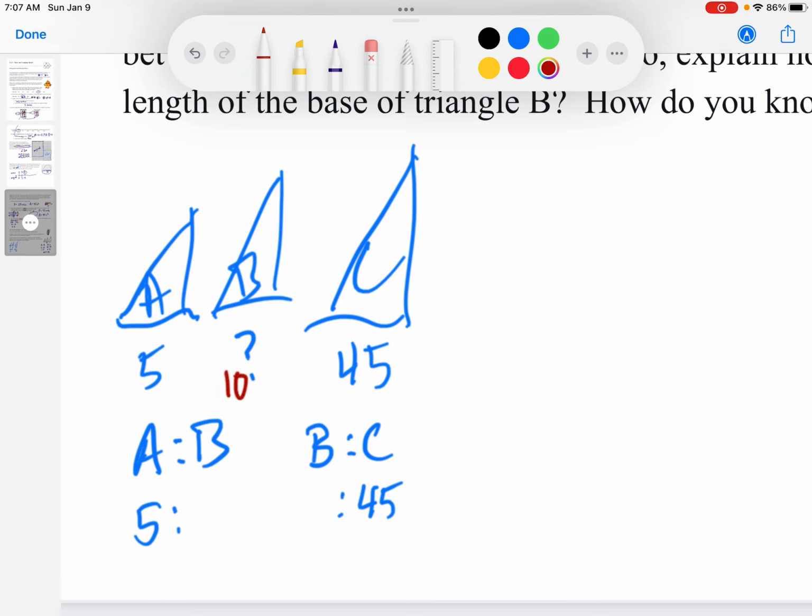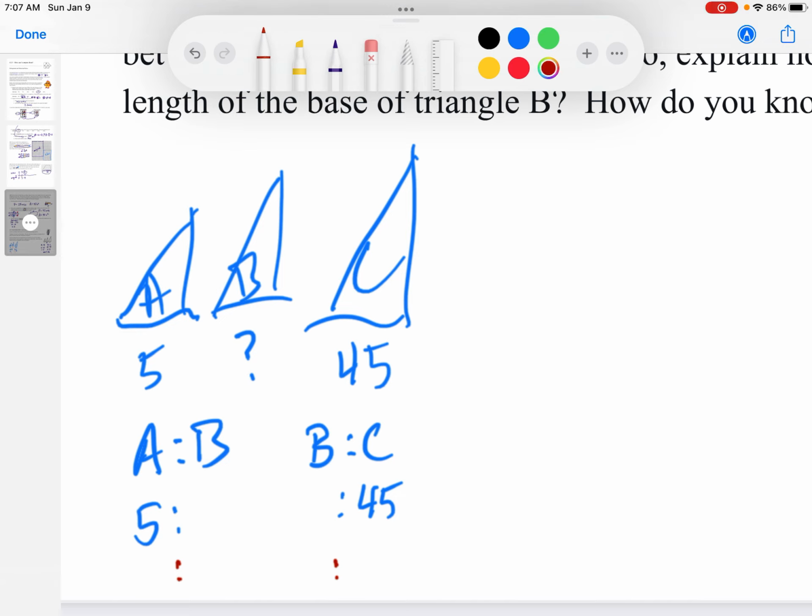Let's try 10. 5 to 10, that's 1 to 2. And for the other one, we could divide them both by 5 and we get 2 to 9. Okay, not the same one, right? I'm guessing we need to go a little bigger than 10. So let's try something different and see if we can find a different number.